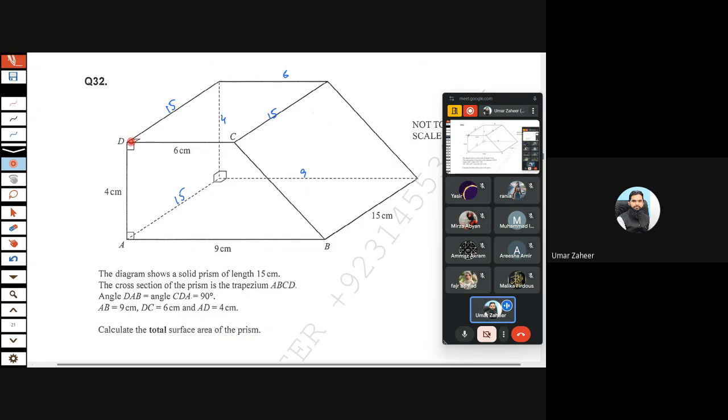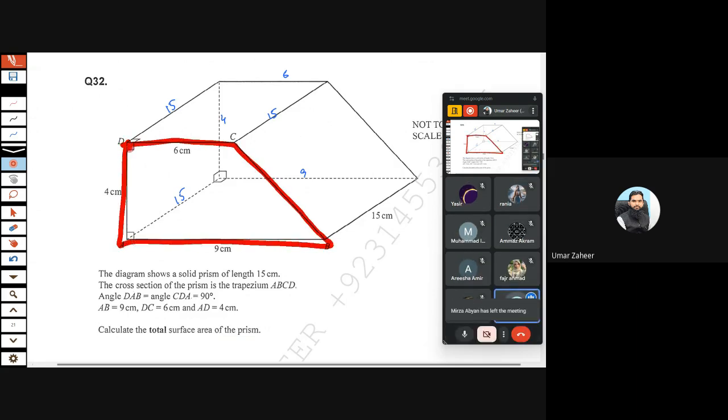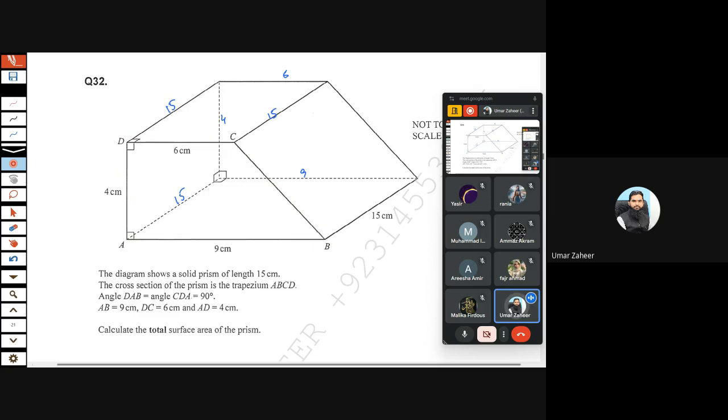So this means that we have... What is the name of this shape? Trapezium. Yes, it is a trapezium. So we know how to find the area of a trapezium: 1 by 2, sum of parallel sides, multiplied by height. So we have the parallel sides and the height, we can easily find the area. It is a rectangle, we have length and width.